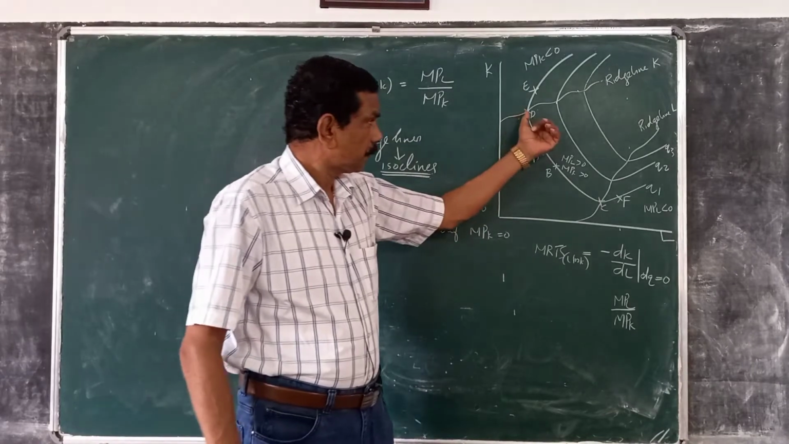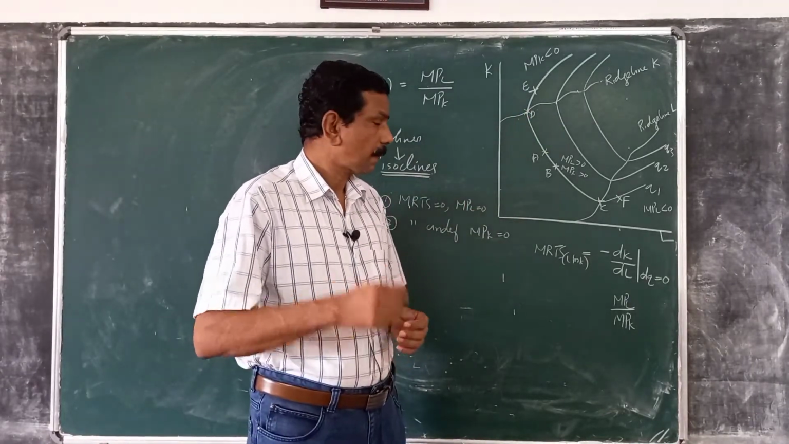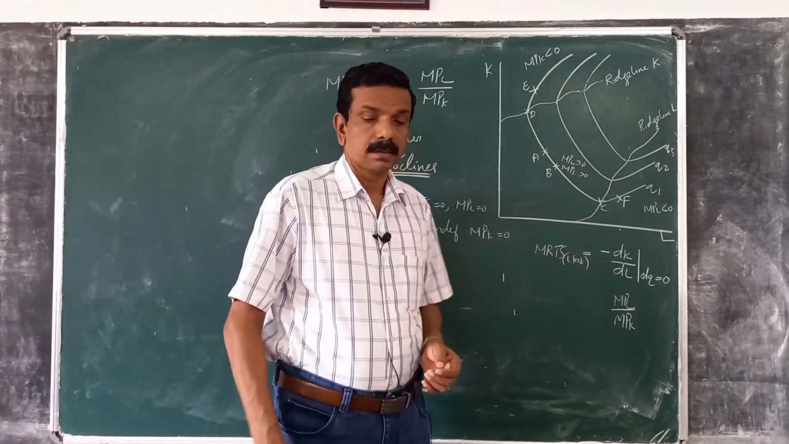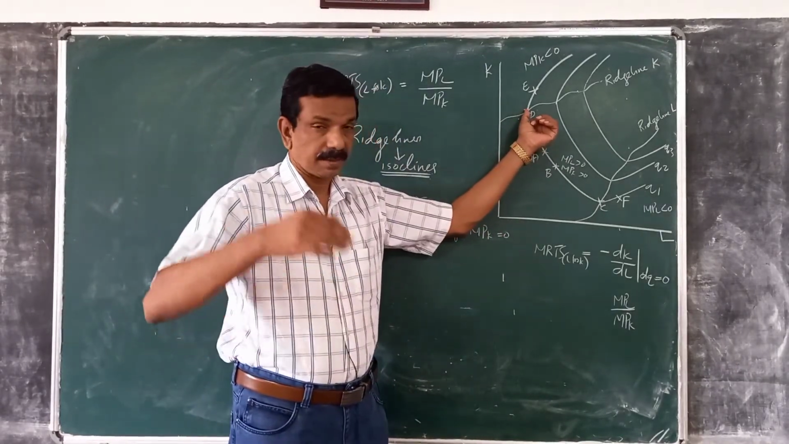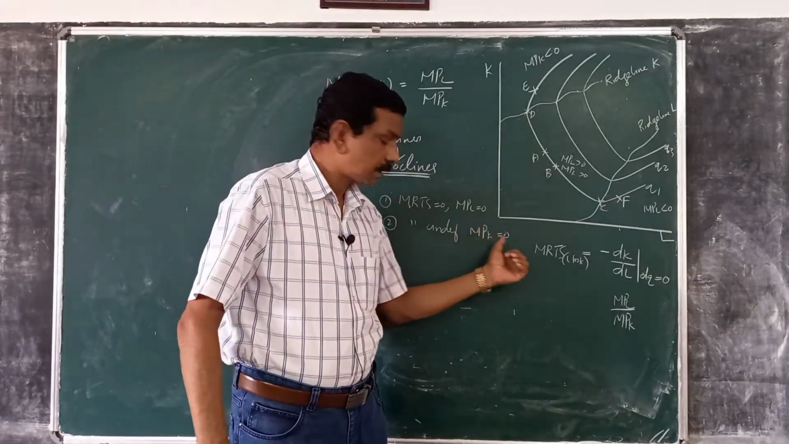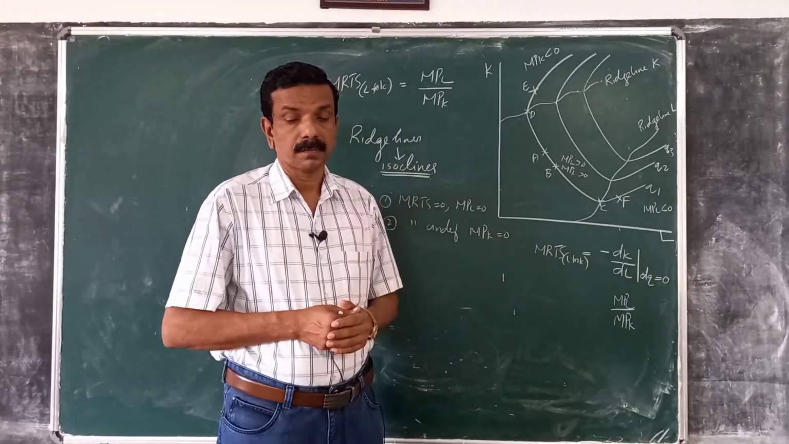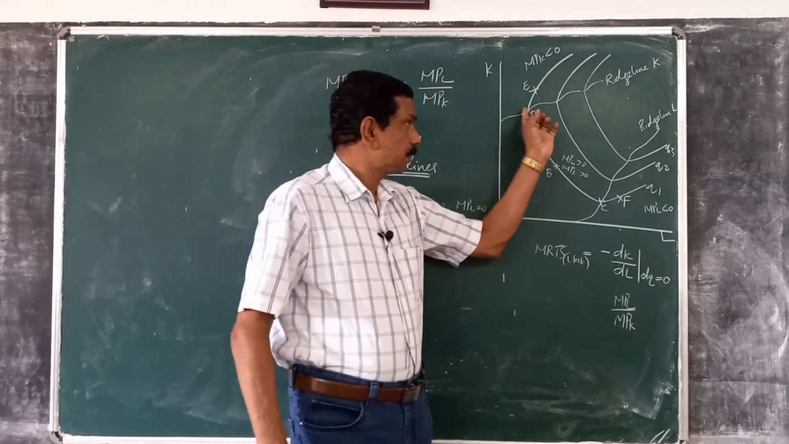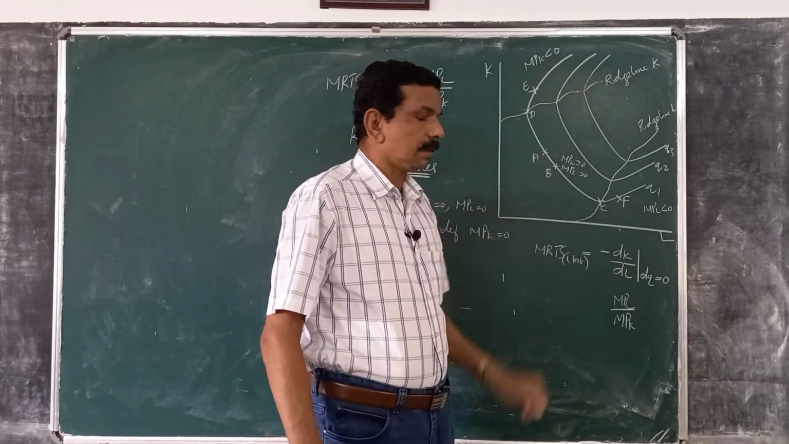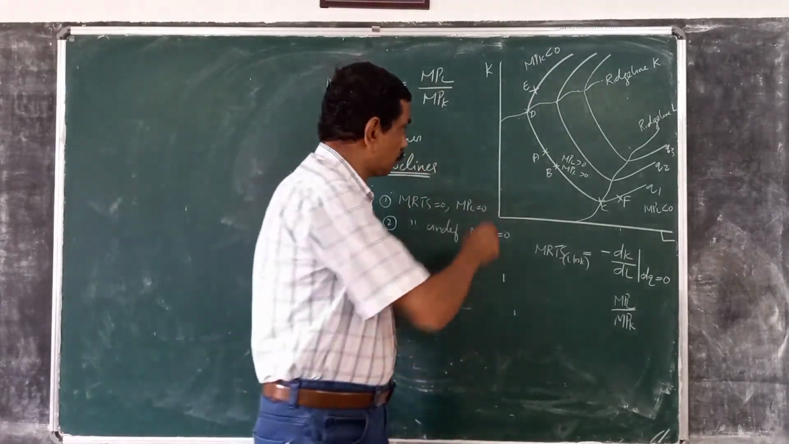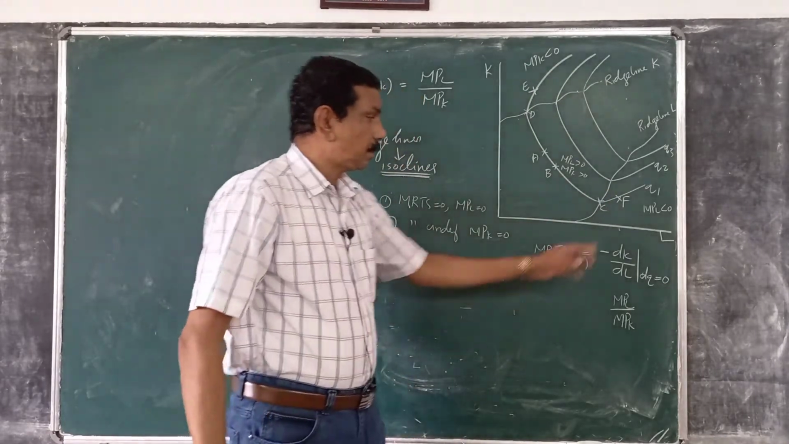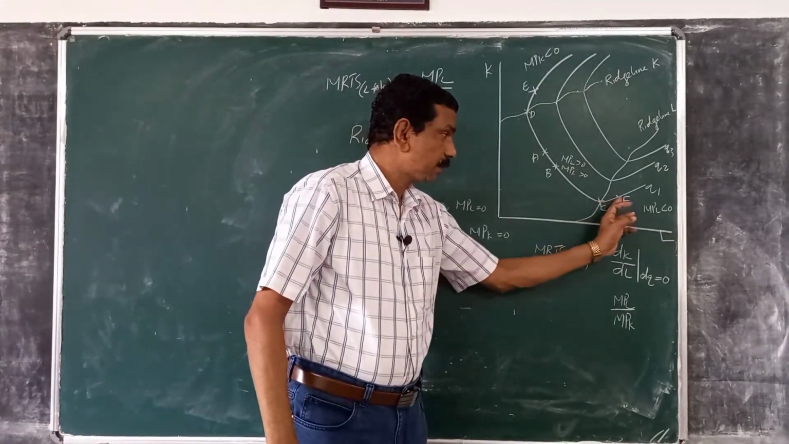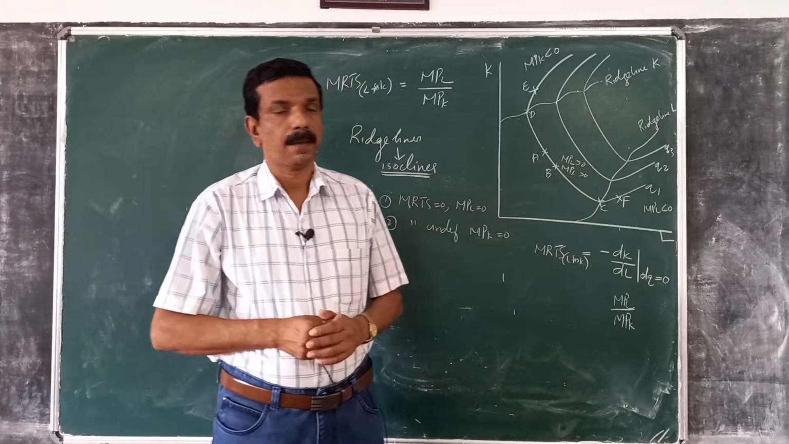Then you consider point D. Here, both MRTS and slope are undefined, and MBK is equal to 0. And if there is a further increase in capital, MBK becomes negative, as in the case of movement from point C to point F.